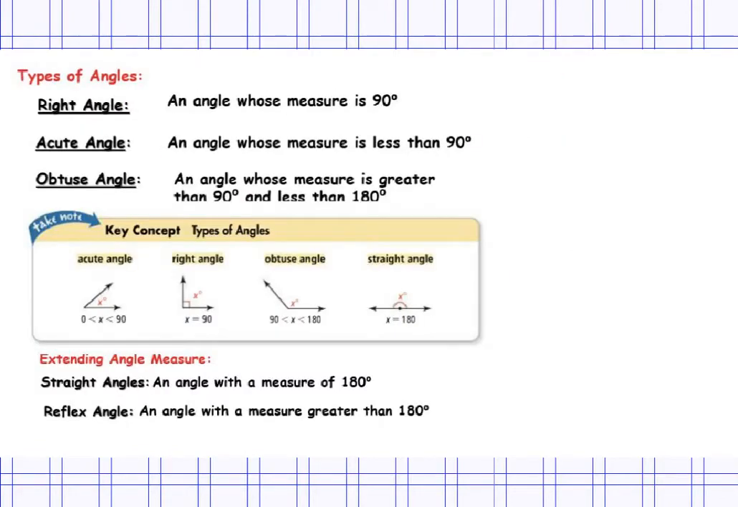A right angle is an angle who has a measure of 90 degrees. An acute angle is an angle whose measure is less than 90 degrees. And an obtuse angle is an angle whose measure is greater than 90 but less than 180 degrees. Straight angles are angles with a measure of 180 degrees. And a reflex angle is an angle with a measure greater than 180 degrees.